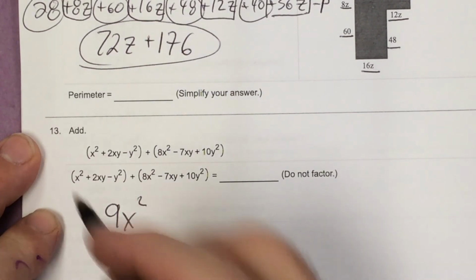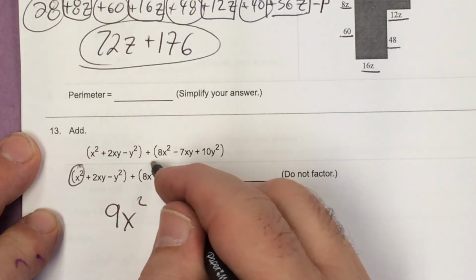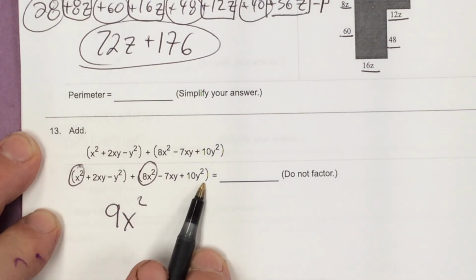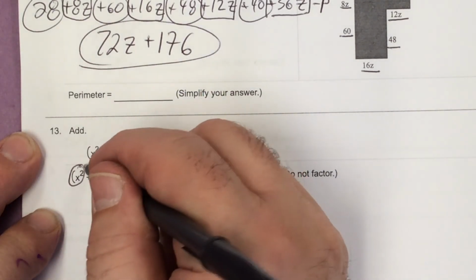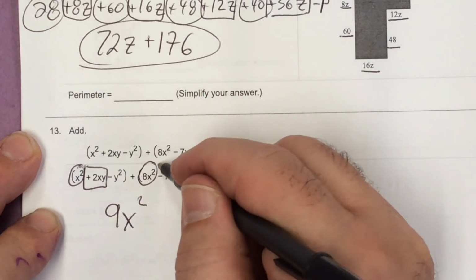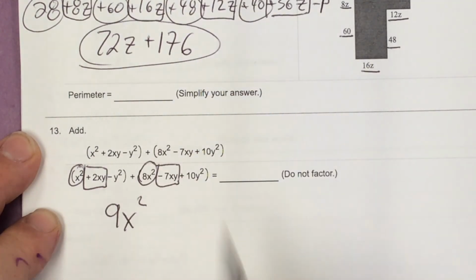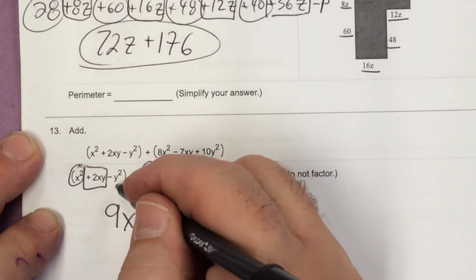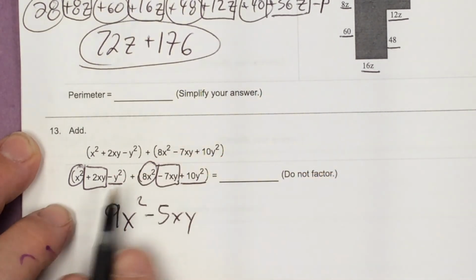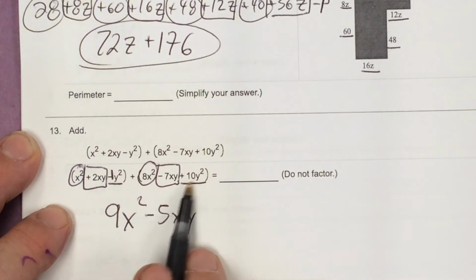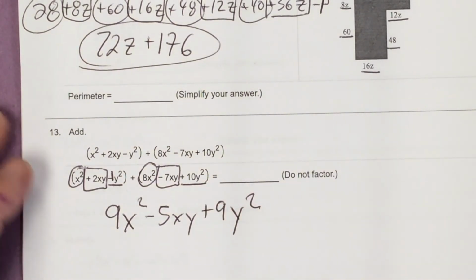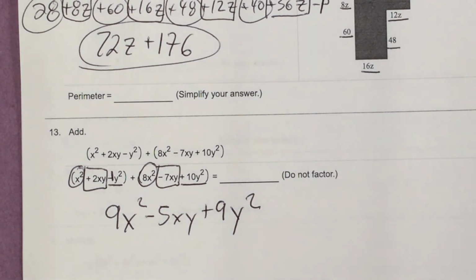We have positive, so let's just kind of circle these. Since this is positive here, we don't have to change any of the signs, so we can work with the problem as is. We have plus 2xy. We have minus 7xy. So plus 2 minus 7 will be negative 5xy. And then finally here we have negative y squared plus 10y squared, or 10 minus 1 will give me plus 9y squared. And that is section 3.2 complete.